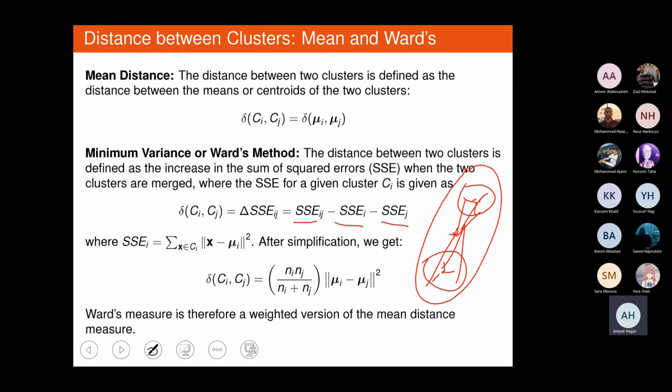So if we group them, we get a new SSE, and the difference of this new SSE with the old, which is the sum of the two SSEs, this increase is considered as the distance between two clusters. So the increase of SSE resulting from the grouping of the two clusters is considered as the Ward distance.